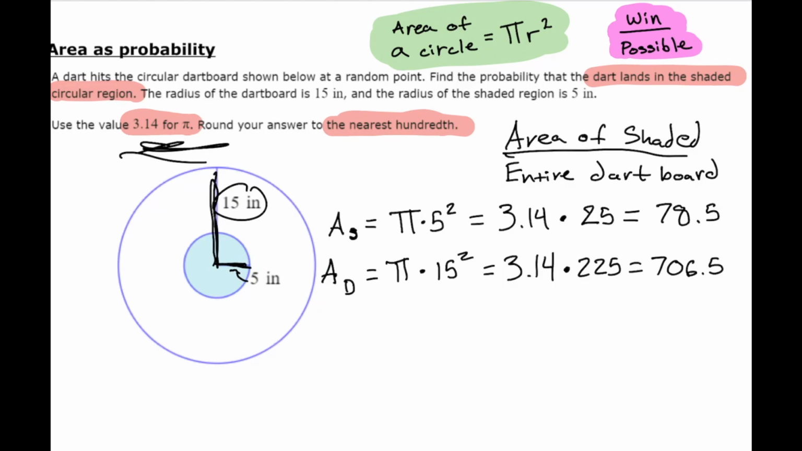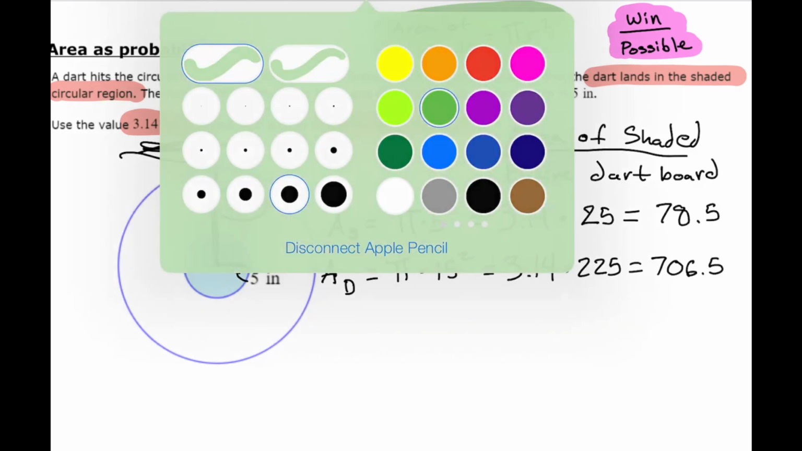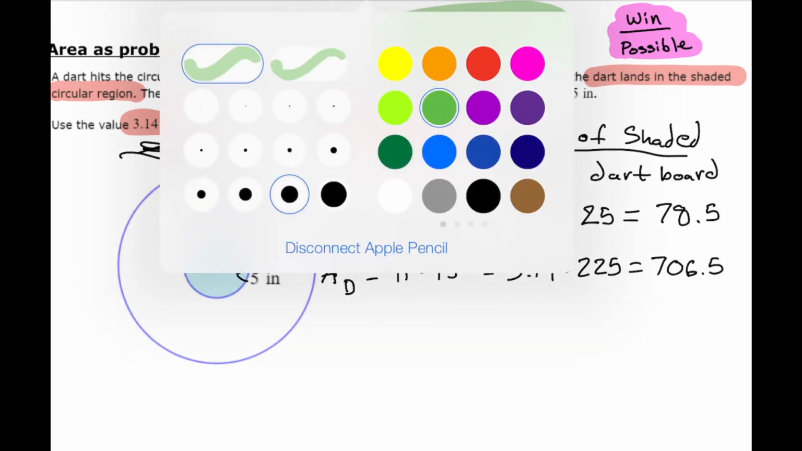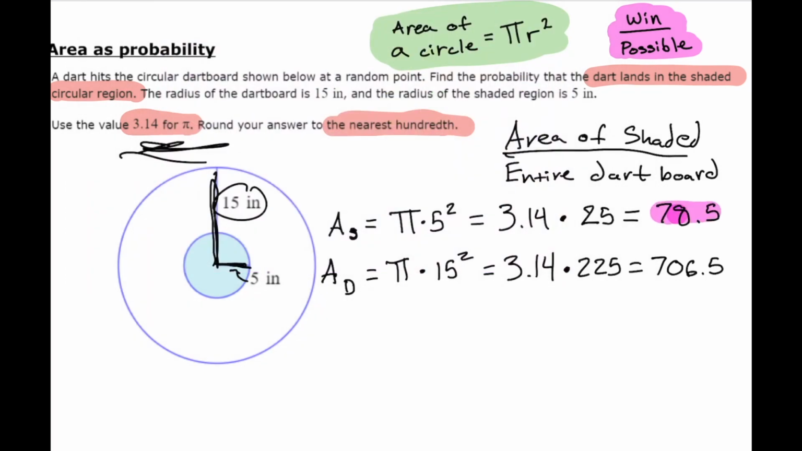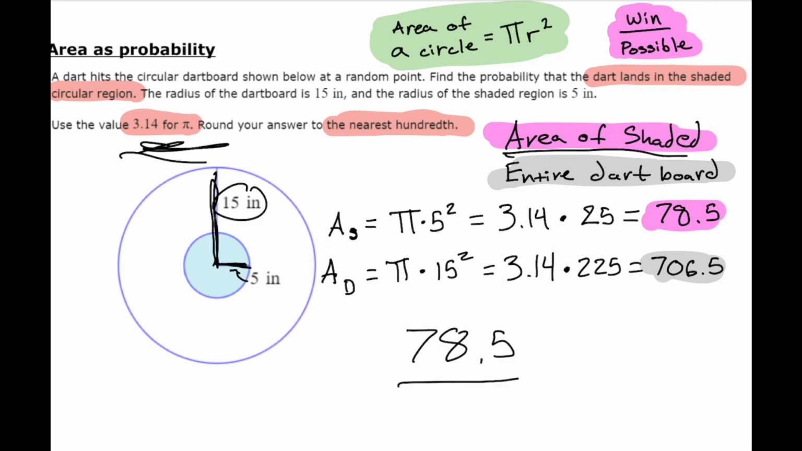Okay, so now we've got some actual numbers here. I'm going to change colors here for a second. Let's change again. Let's go with this color. This one here goes with the area of our shaded. And this one goes with the entire dartboard. So we're going to reset up our fraction, except we're going to use these numbers this time. So the area of the shaded we said went on top. So the 78.5 goes on top. And the 706.5 goes on bottom.